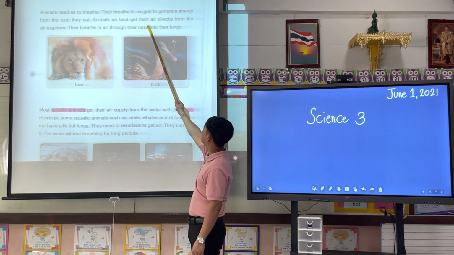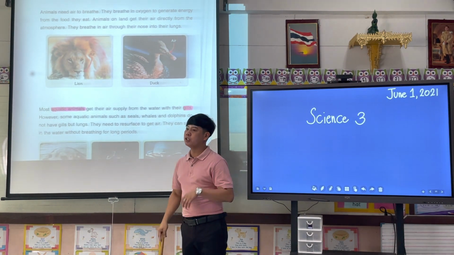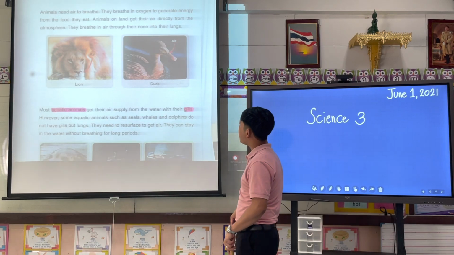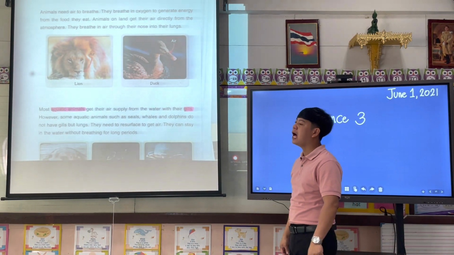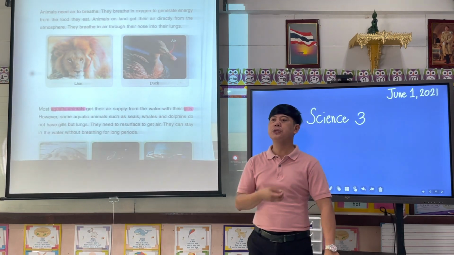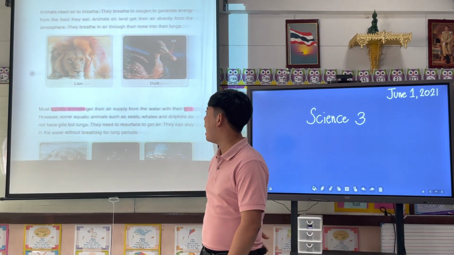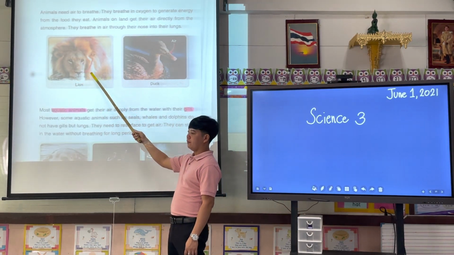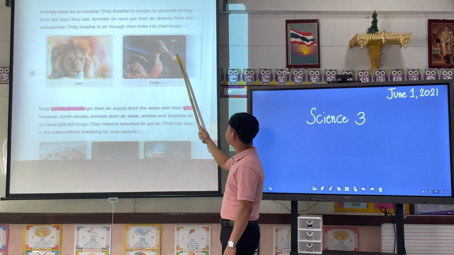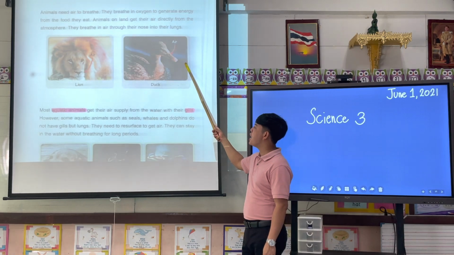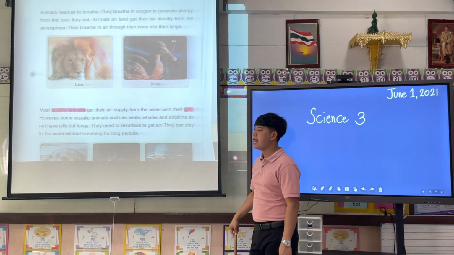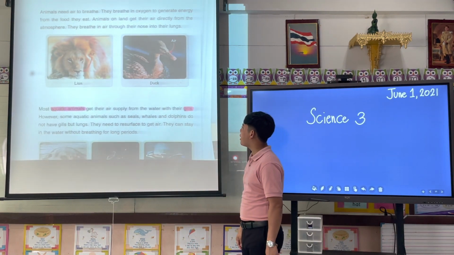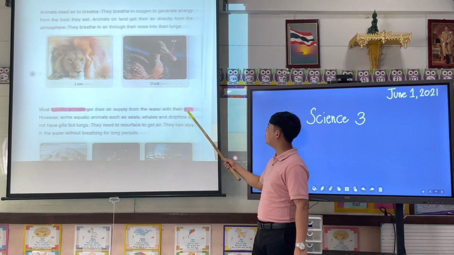Animals on land get their air directly from the atmosphere. They breathe in air through their nose and their lungs. For example, the lion can breathe air through its nose. A duck breathes air through its nose. Okay, you understand? Most aquatic animals get their air supply from the water with their gills.